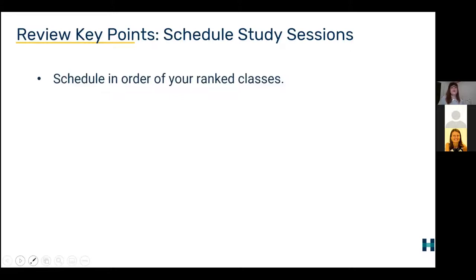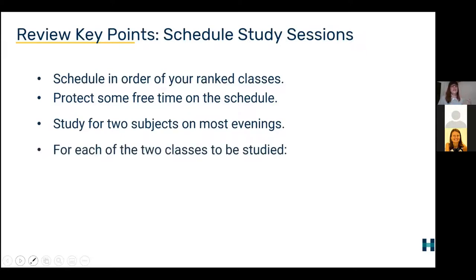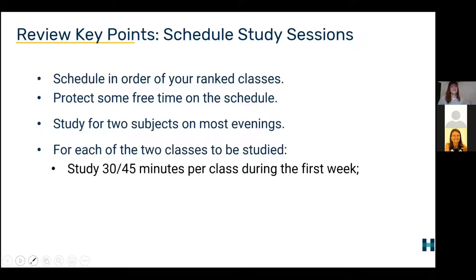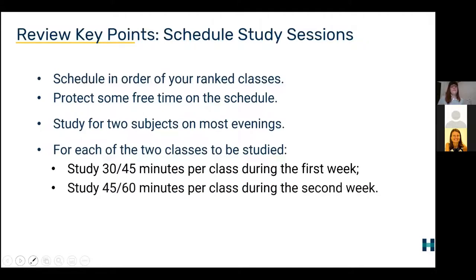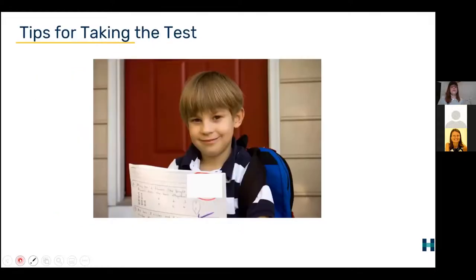So the key points to remember from all of this, and then we are going to go into tricks for taking a test. Schedule in order of ranked classes, protect some free time, be sure students get that free time. Study for two sessions on most evenings, but interleave. For each of the two classes to be studied, 30 to 45 minutes. If you're going ahead for especially APs, you'll have to hike it up a little bit. But without that, don't go past that time. On nights before a specific exam, just review that one. But once again, no more than 30 or 45 minutes.